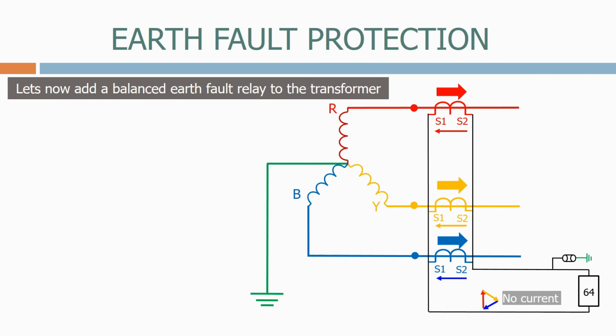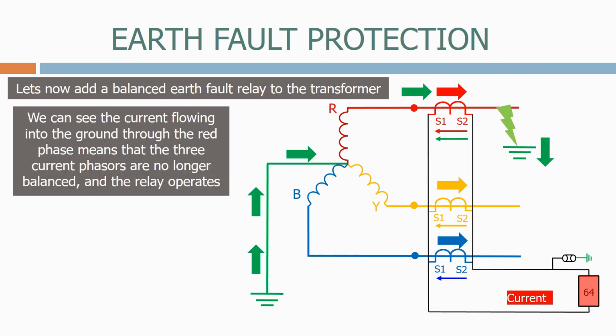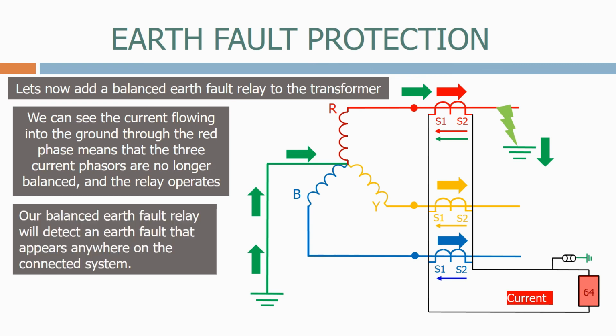Let's now apply a fault to the red phase conductor. Current will now flow through the red phase, into the ground, up through the ground conductor for the neutral point, and back to the transformer. We can see the current flowing into the ground through the red phase means that the 3 current phases are no longer balanced, and the relay operates. Our balanced earth fault relay will detect an earth fault that appears anywhere on the connected system.